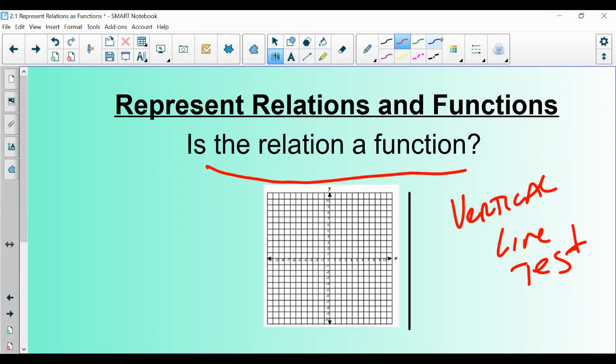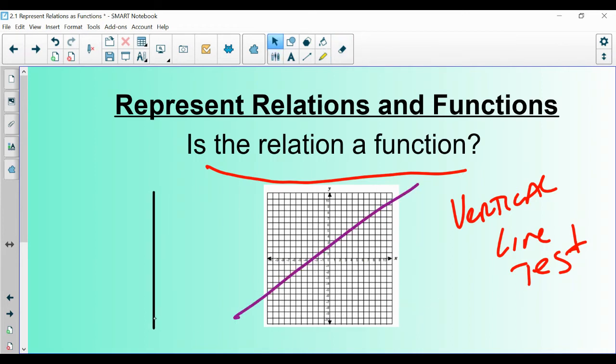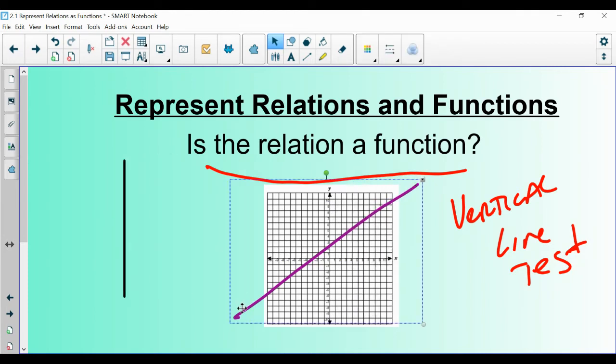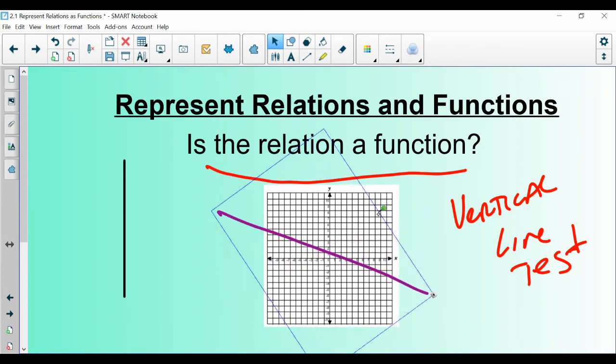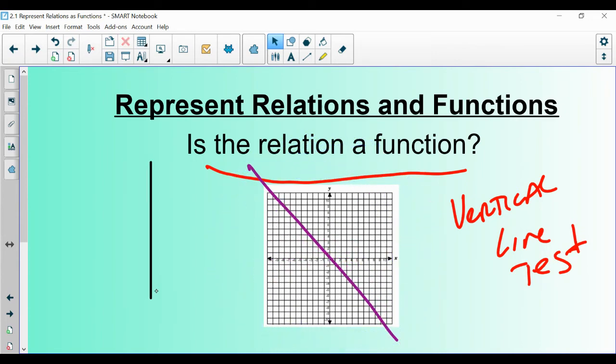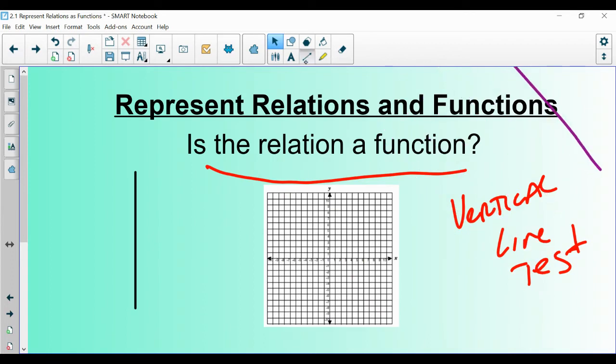So let's look at some popular graphs. Let's look at just a line, okay? Is this a function or not? Well, if I drag my vertical line across the graph, it only intersects at one spot at a time, right? No matter where I put it. Therefore, it is a function. I can move this line weird ways. Still, when I drag this across, it only intersects in one place at a time. Therefore, it is a function.